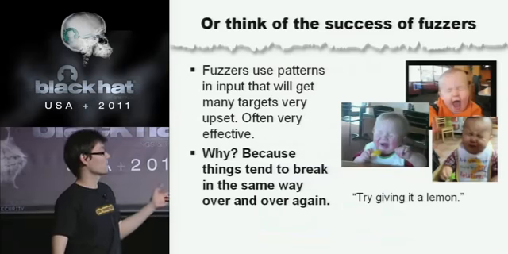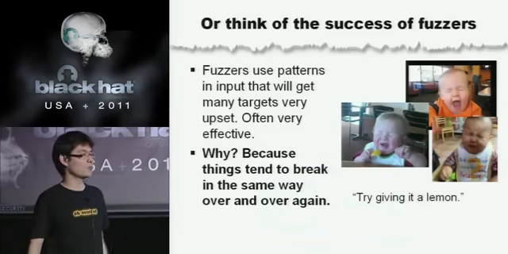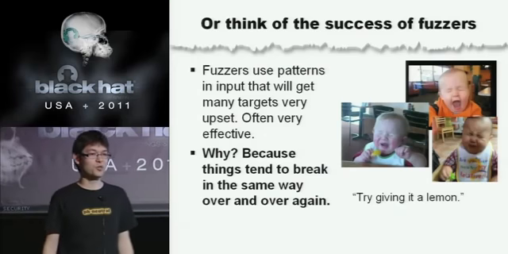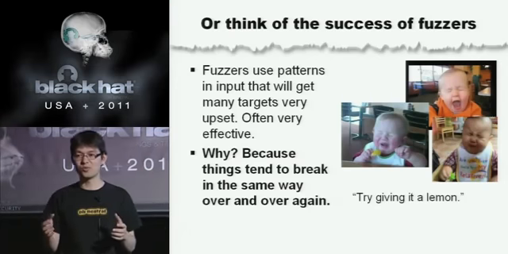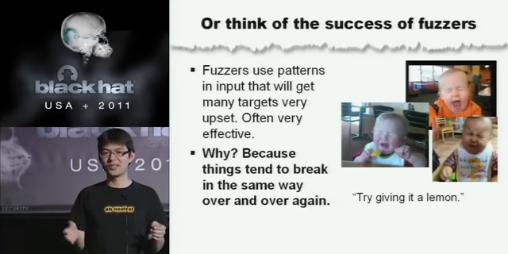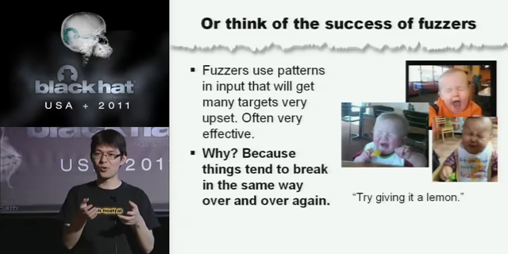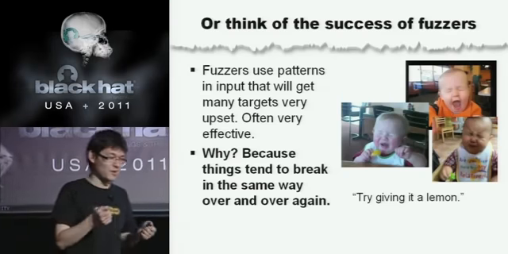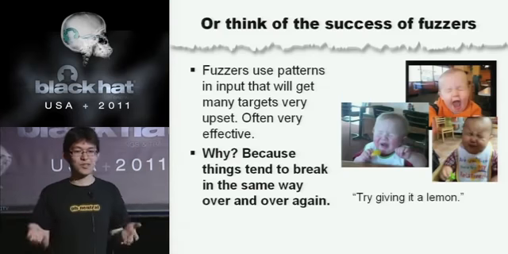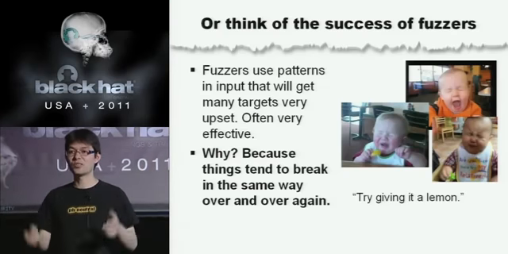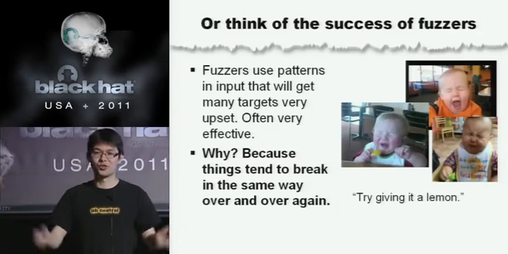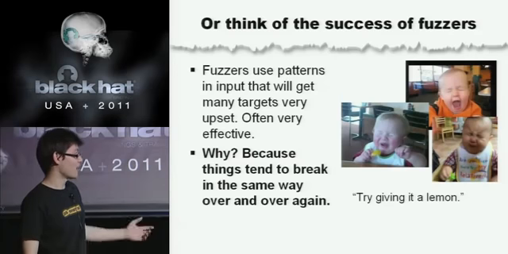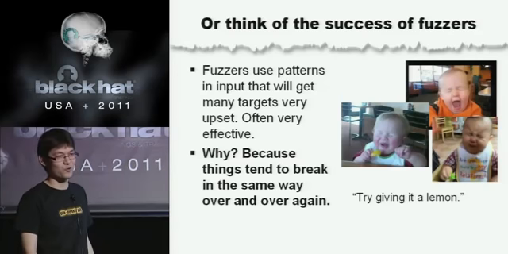But think of fuzzers, right? Fuzzing is basically saying there's certain input, and we've seen this input blow up so many things. Of course, we're going to adapt it to the protocol that we fuzz, but basically, it's always the same. It's like, oh, there's a length field. -1 is a good thing to choose here, right? So why? Because things tend to break in the same way over and over again.